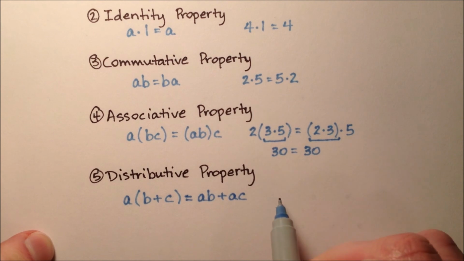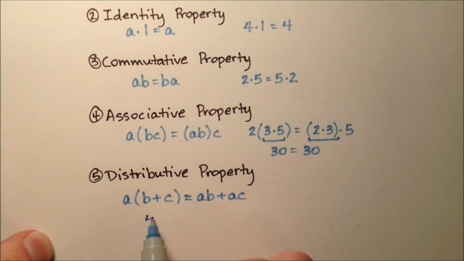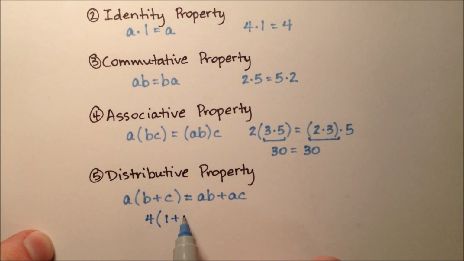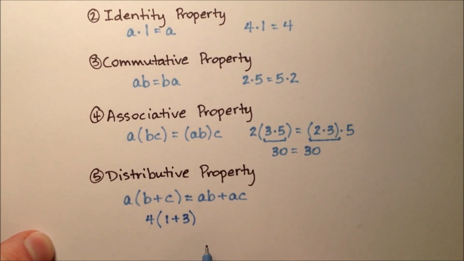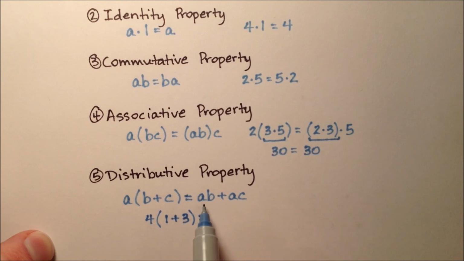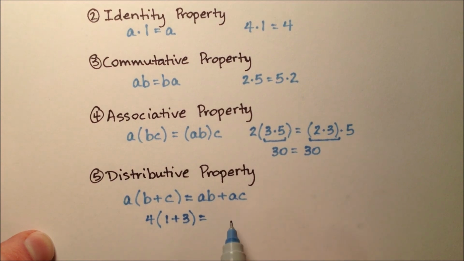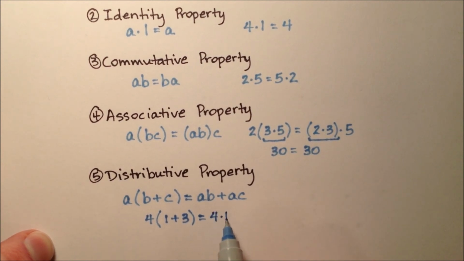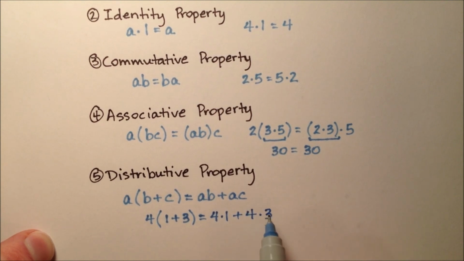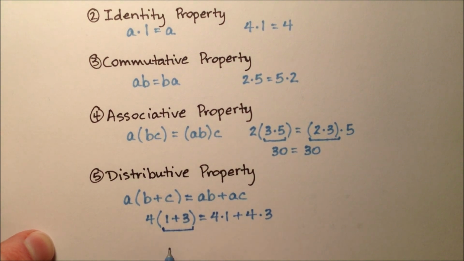So for an example, if we say a is 4, and b and c are going to be 1 and 3 respectively, this is going to be the same as if we take that 4 and multiply it by 1, and then take the 4 and multiply it by 3, and then add them together. So 4 times 1 plus 4 times 3. Well, in the first instance, 1 plus 3 is 4, and 4 times 4 is going to give us 16. In the second instance, 4 times 1 is 4, 4 times 3 is 12, that also gives us 16.